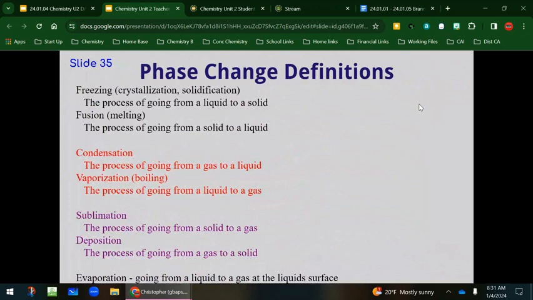Okay. So the last slide, I did it as a diagram. Here I gave you definitions for it. That's all I'm doing here is giving you definitions for it. So freezing and fusion or melting, the process of going from a liquid to a solid or a solid to a liquid. By the way, these processes are what of each other?